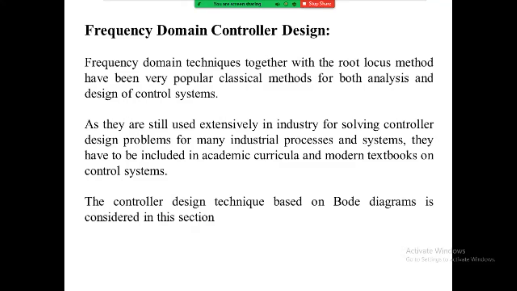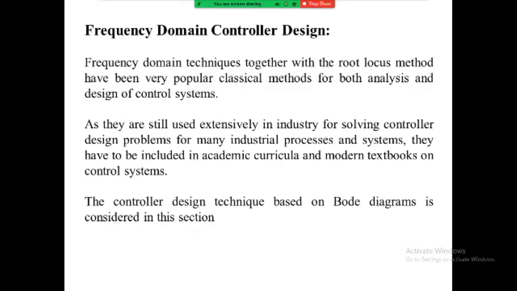So these frequency domain techniques, together with the root locus method, have been very popular classical methods for both analysis and design of a control system, as they are still used extensively in industry for solving the controller design problem for many industrial processes and systems. Basically, they have to be included in academic curricula and modern textbooks on control systems.